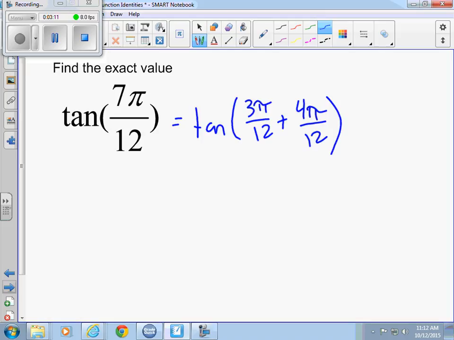Now, the one we worked in class the other day had like 10 choices. This one's probably the best one. The only other option would be subtraction, which you could do some kind of subtraction to get 7 pi over 12. So I'm going to reduce that to be tangent of pi over 4 plus pi over 3.